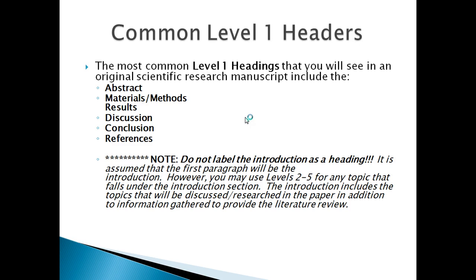So for original scientific research manuscripts, you'll see these main level 1 headings: the abstract, materials, methods, results, discussion, conclusion, references. Those are considered level 1 headers. Now it's really important to note that you will never ever label the introduction as a heading. You're basically going to have your title as a level 1 header, and then anything under that title would be considered the introduction. So it's assumed that after your title you're going to introduce your paper, and therefore you don't need to have the introduction labeled as a level 1 heading.